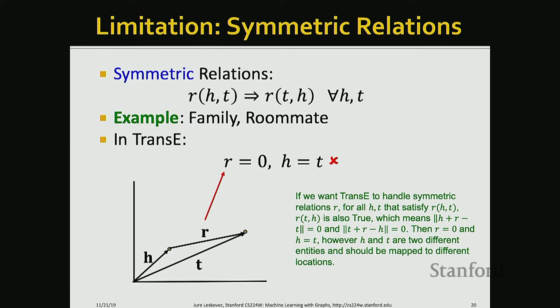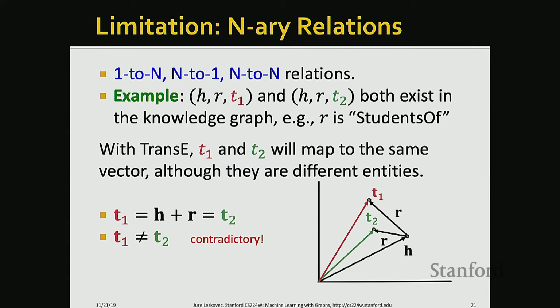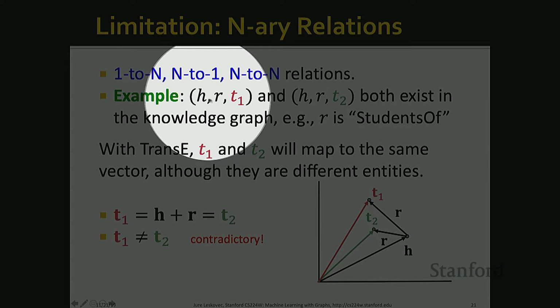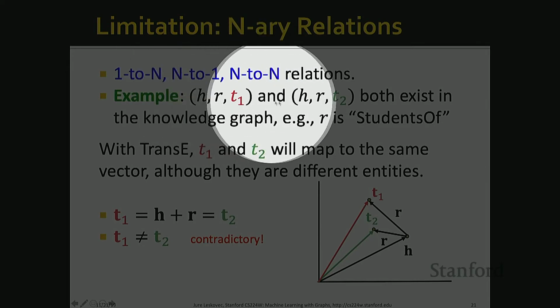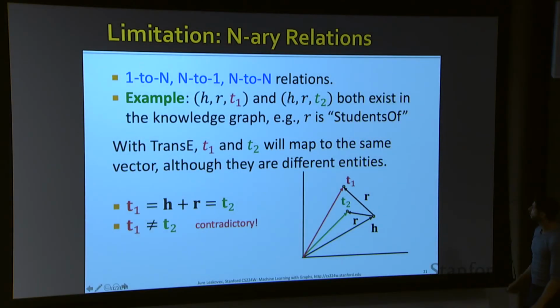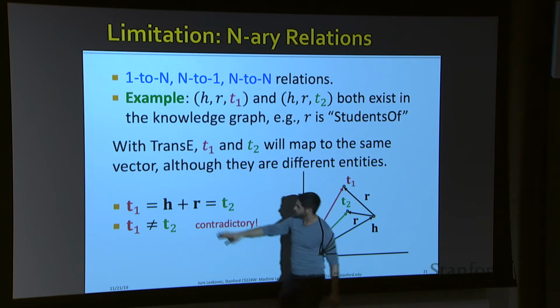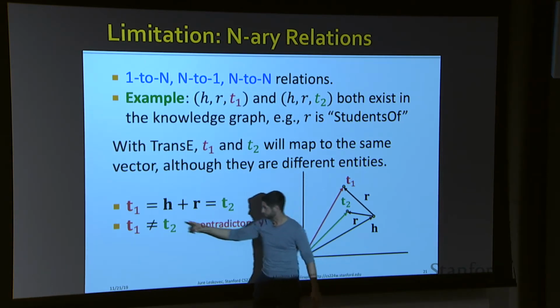So this is the first problem in terms of what kind of relation types we can model. The second one is that we also have a problem with n-ary relations. Let's go through this example. Let's think about this as, again, the Stanford students. So H is Stanford, R is student of, T1 is one of the students, same thing, H, R, T2, where T2 is another student. Both of these relations exist in the knowledge graph. The problem is that with TransZ, T1 and T2 will map to the same vector, okay? Because the starting point is the same, the head is the same, the relation is the same, so we will have only a single translation, and all these nodes will be mapped together. So when we apply our translation, this is going to be contradictory, because we don't want T1 to be equal to T2.